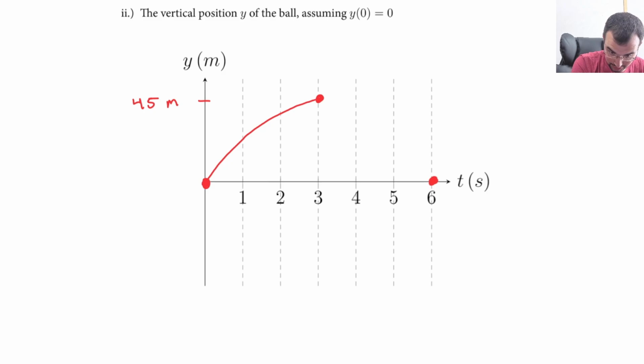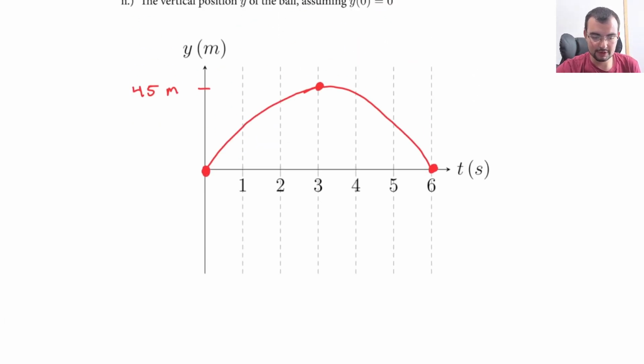We'll try our best to be symmetric. I think I can do better than that. Maybe. I don't like that. We can do better. Good enough. Good enough for government work.